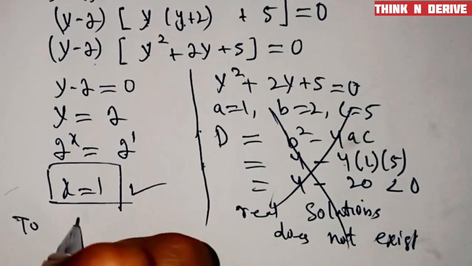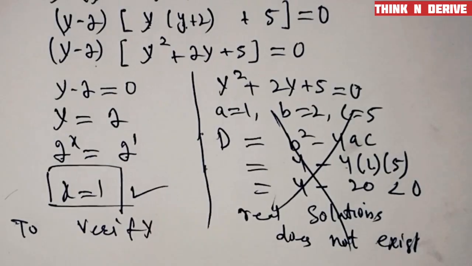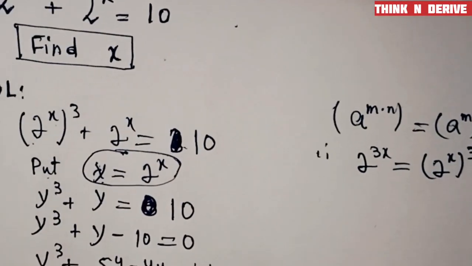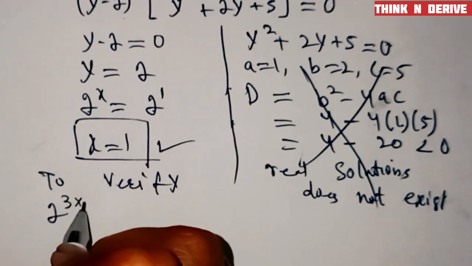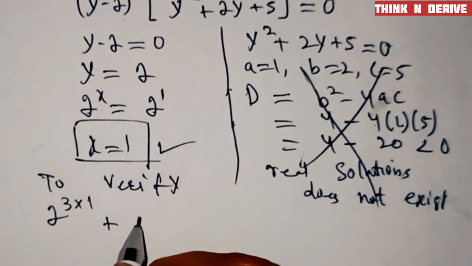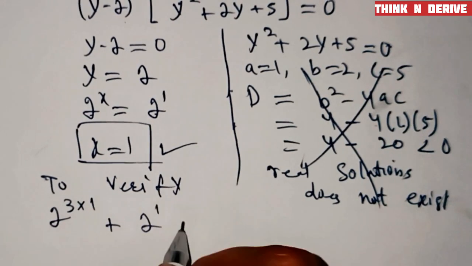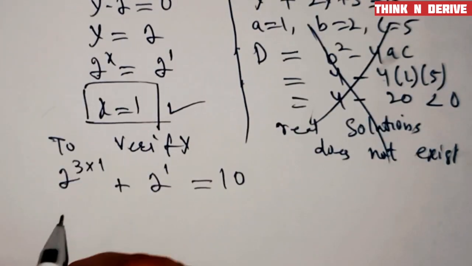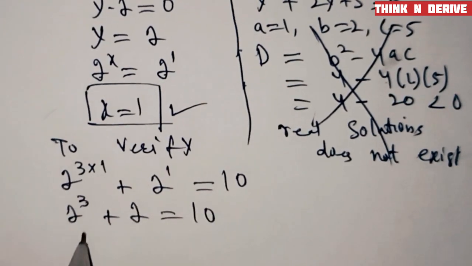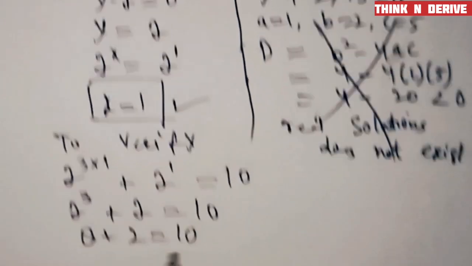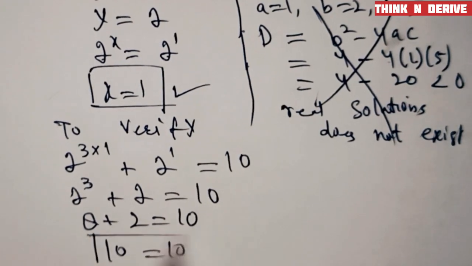To verify, the equation was 2 power 3x plus 2 power x equal to 10. With x equal to 1, that is 2 power 3 plus 2 power 1 equal to 10. That is 2 power 3 is equal to 8, plus 2 equals 10. That is 10 is equal to 10. Hence verified.